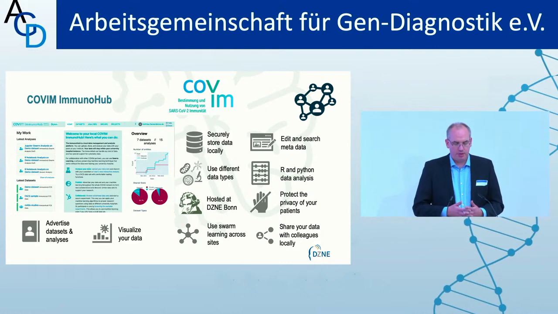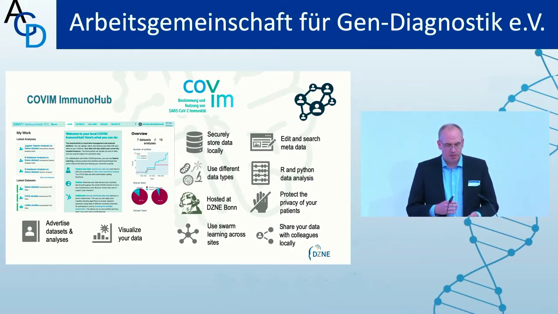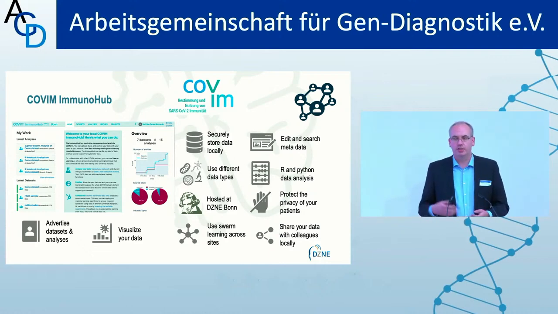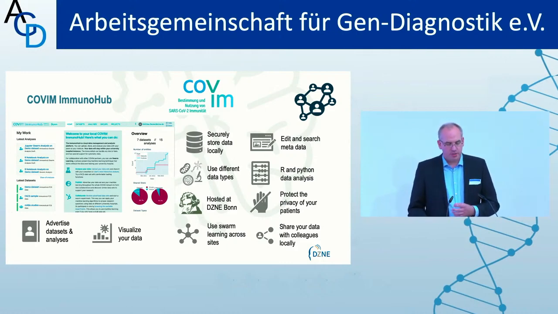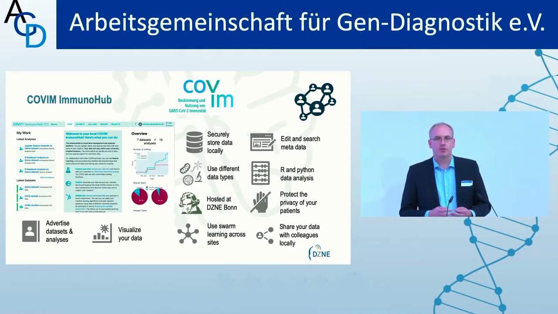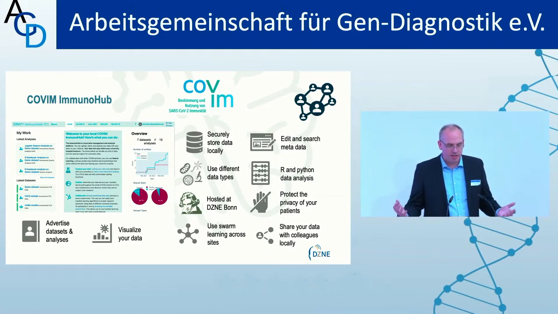The ImmunoHub is something that will be installed at your local hospital. There you can securely store your data of different data types. You can have metadata, you can edit it, search it, and so on. You have the possibility to share with colleagues in your same hospital. So typically this is covered by ethics and agreements. So you can work on the same data as your colleagues if they share that with you. You can do R and Python data analysis. Basically, there's a Jupyter notebook running, and there you can process your data, visualize it.